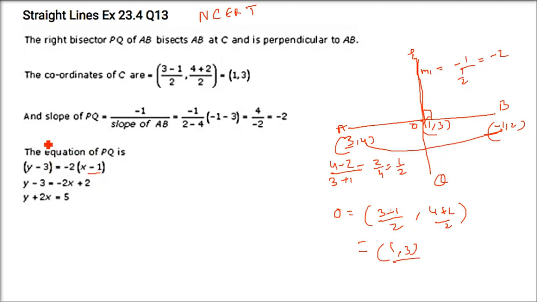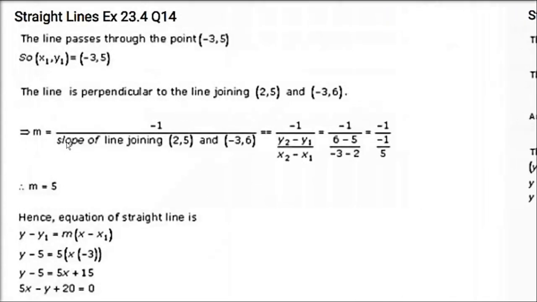You already know how to do this. It's y minus y1 equals m times (x minus x1). For y1 you put 3, for x1 you put 1, and in place of m you put minus 2. This gives y plus 2x equals 5.